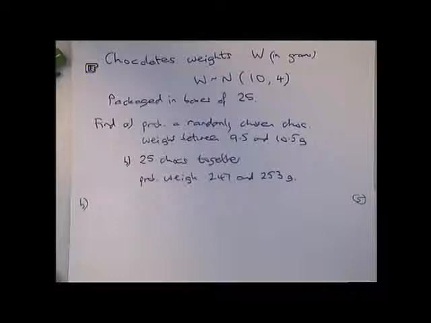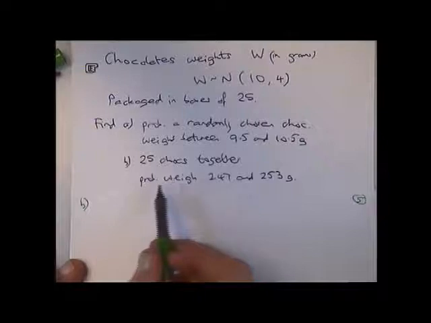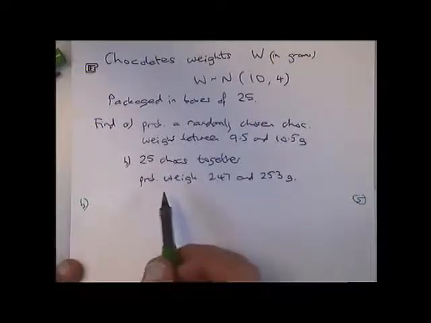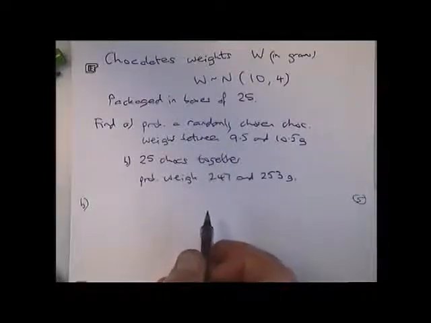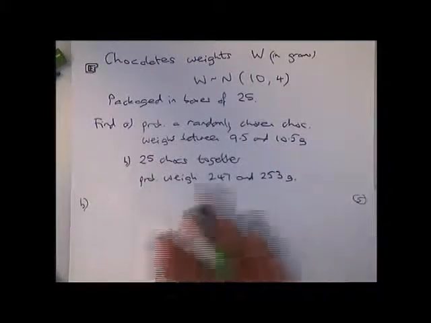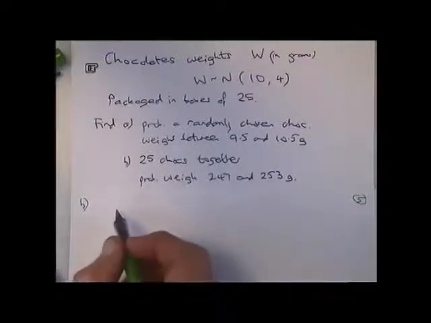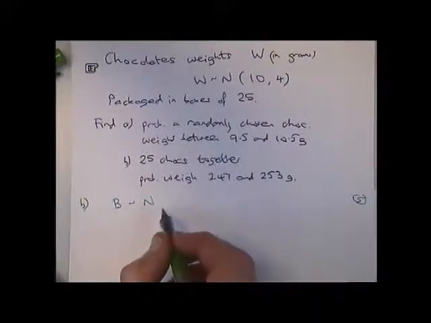So part B, the next bit of the question, is we're looking at all 25 chocolates together, a box worth of chocolates, although we're not worrying about the box and the packaging. And we want to know the probability that their total weight together of those 25 chocolates is between 247 and 253 grams. So I need now a new random variable for the sum of those chocolates. Let's call it B, like for the box worth. This will be normally distributed.